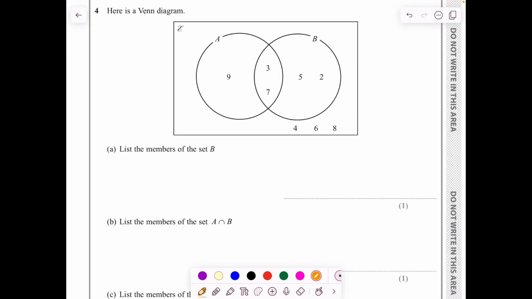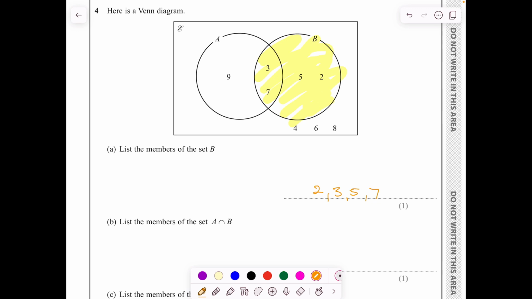Okay, the Venn diagram. List the members of the set B. So that is everything within this set here, everything within set B, and so that would be 2, 3, 5, 7. You don't have to write it in numerical order. I just prefer that way, but the other way is absolutely fine.